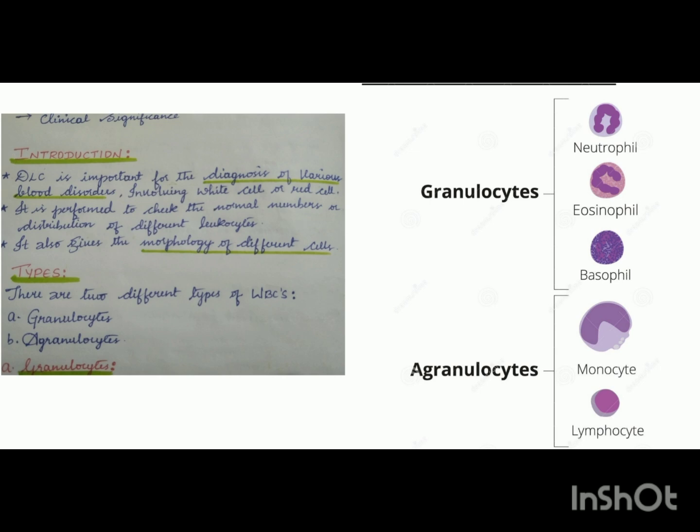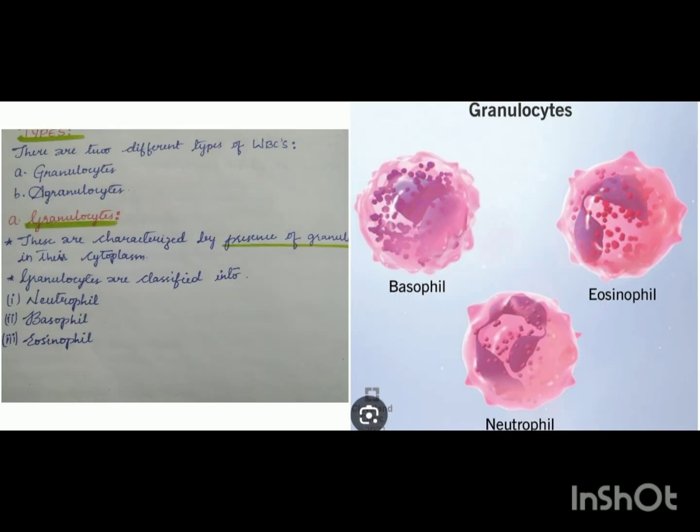Let's go through types. There are two different types of WBCs. One is granulocyte and other is agranulocyte. Granulocyte is characterized by the presence of granules in the cytoplasm. Granulocytes are classified into three types: neutrophil, basophil, and eosinophil.